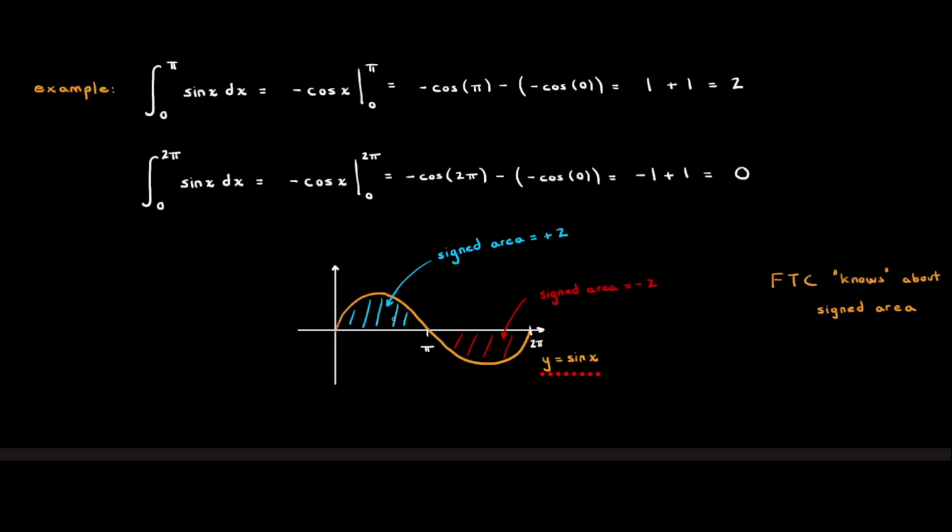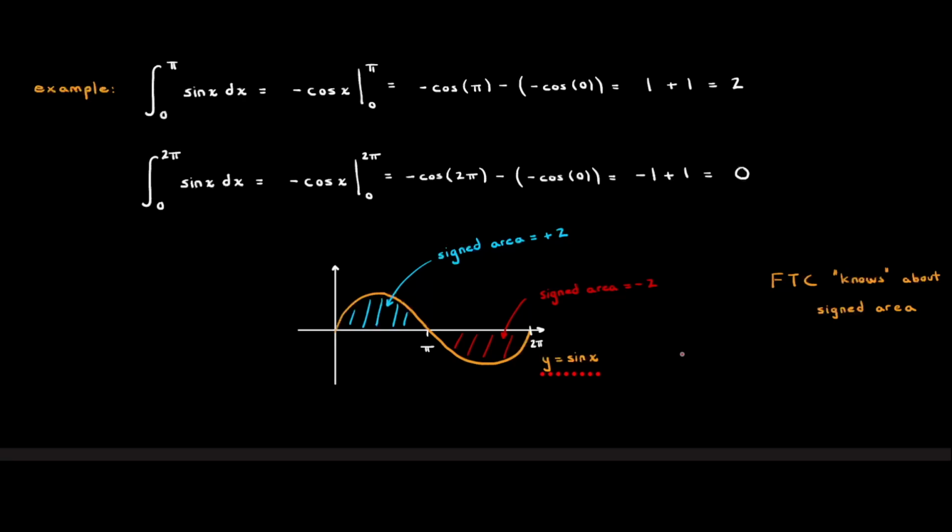And this makes sense if you look at the diagram again, because now we're trying to find the signed area from 0 to 2 pi. And so the hump below the x-axis has a signed area of negative 2, whereas the hump above the x-axis has a signed area of positive 2. And so the integral adds these up. And so the positive area perfectly cancels the negative area, and as a result, we get 0.